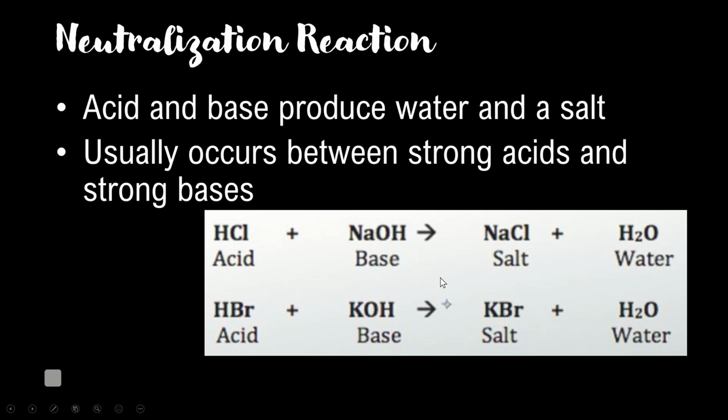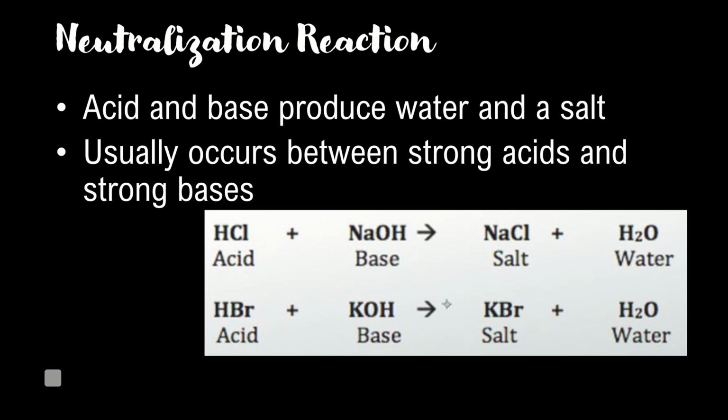So, neutralization reactions first. This is basically what happens with acids and bases. When you put an acid and base together, they will produce what we call simply a salt and water. Those are going to be our products. Now, when I say salt, I'm talking about ionic compound salt. Remember, a salt is any ionic compound, not just table salt, even though the first example there with HCl plus NaOH is forming table salt, NaCl plus H2O. But in the second one, potassium bromide, KBr, is also a salt.